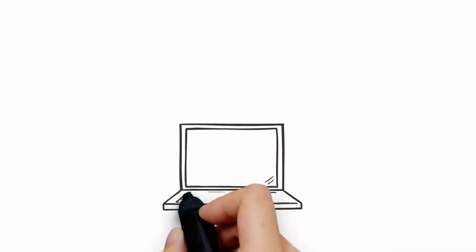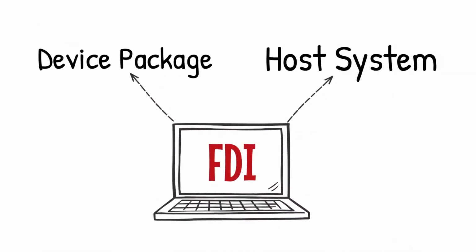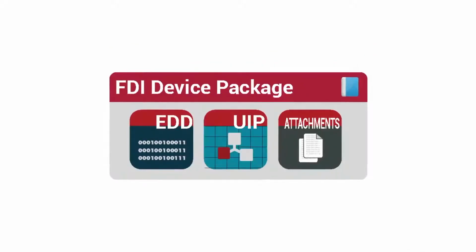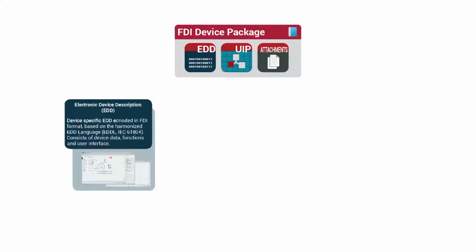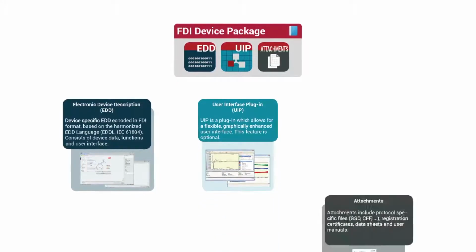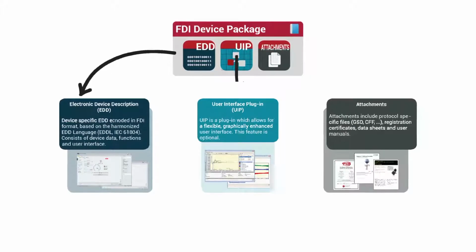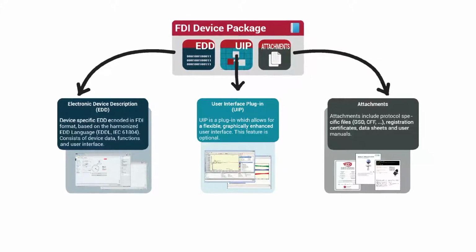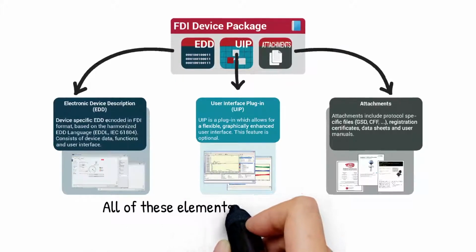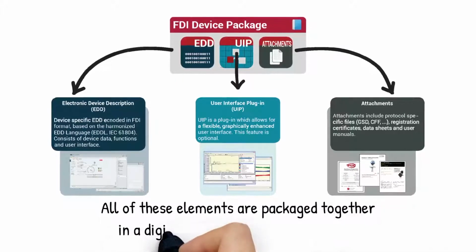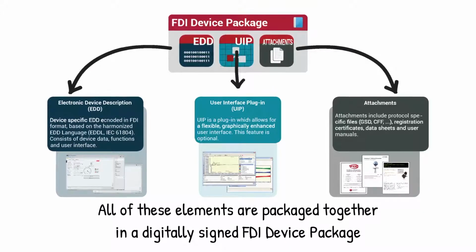An FDI system is made up of two parts, an FDI device package and a host system. The FDI device package is a standardized container of all files necessary to describe a field device to a system and a person, including the device description, user interface, and device documents such as wiring diagrams, manuals, certificates, etc. All of these elements are packaged together in a digitally signed FDI device package.